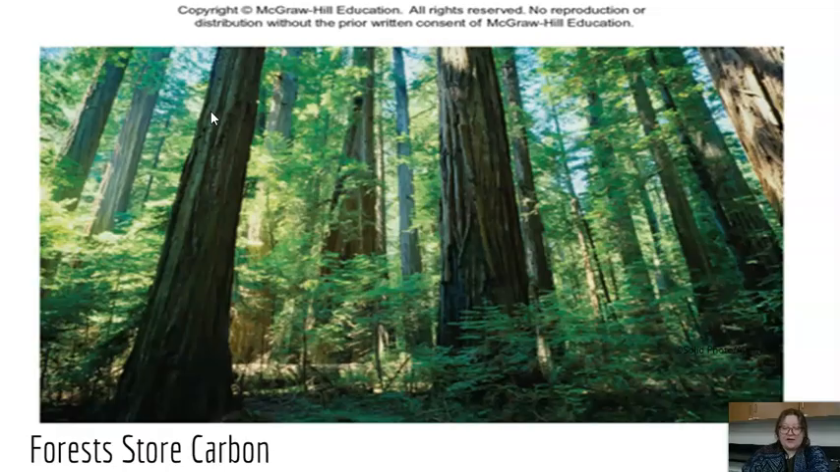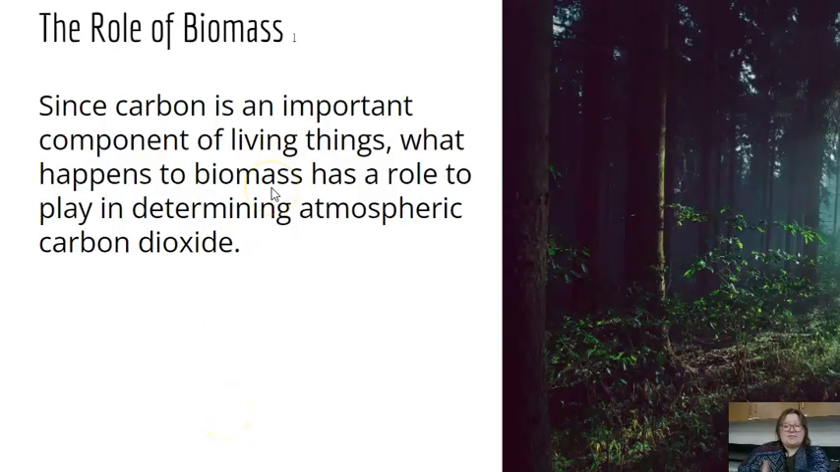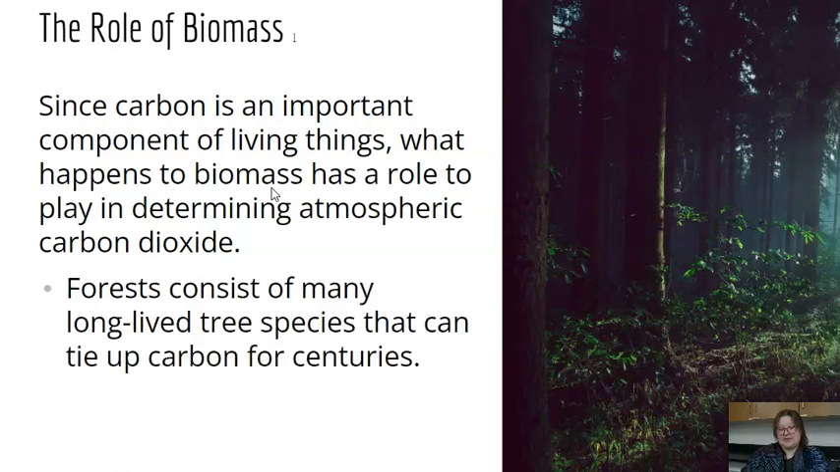So we know that forests store carbon, so biomass is important in this as well. Since carbon is an important component of living things, what happens to biomass has a role to play in determining atmospheric carbon dioxide. Forests consist of many long-lived tree species that can tie up carbon for centuries because there's literally just carbon in that tree. As long as the tree is living, it's holding onto carbon.